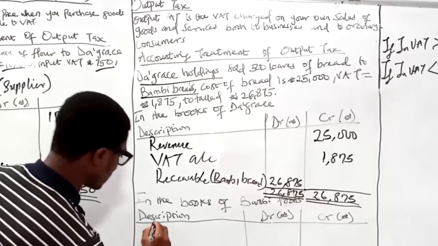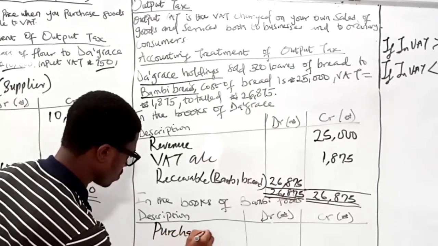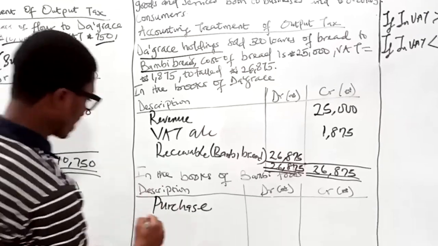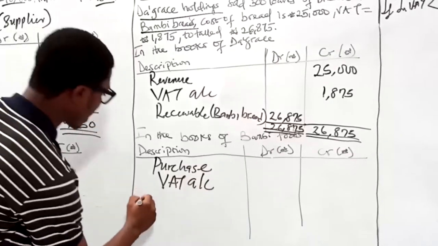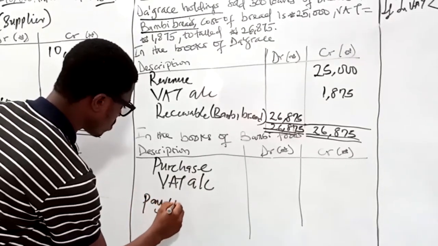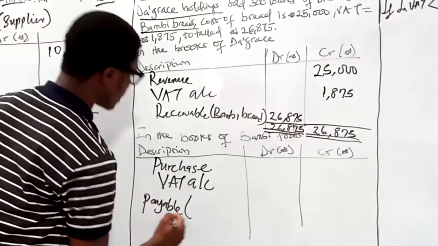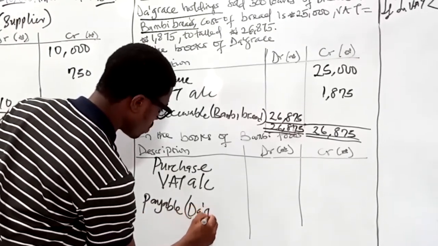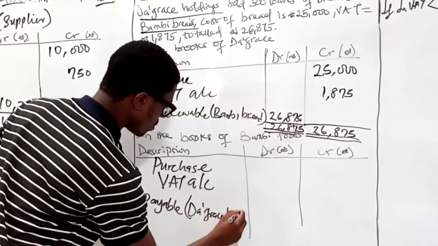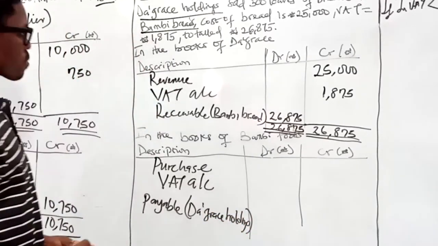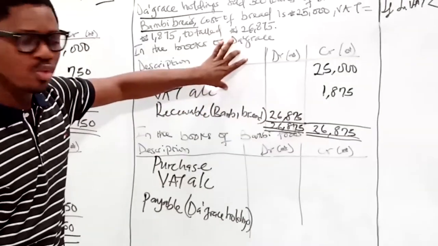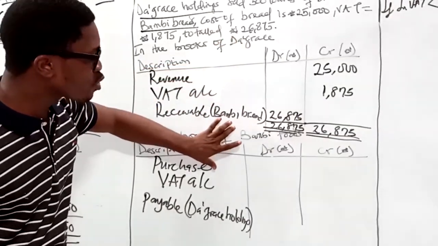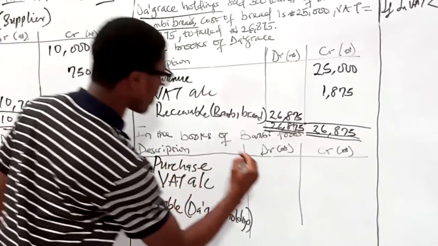Bambi purchase, so we have the purchase account. We also have the VAT account. The VAT account is one account that is common. And we have the payable account, that Grace Holding being the payable. So, Bambi purchased 25,000 naira. Now, note that while this is an output to that Grace, it is an input to Bambi.